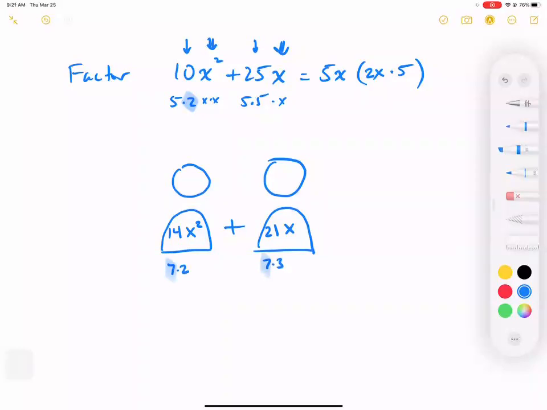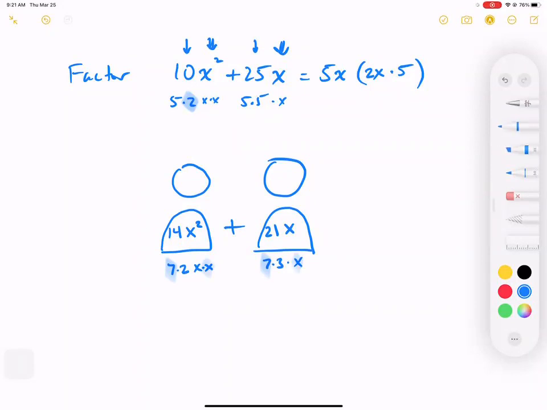I see you guys are saying an x, right? And an x, perfect. This person has two x's. It's almost like they have two juice boxes in their lunch. This person has one juice box. So they have stuff in common.